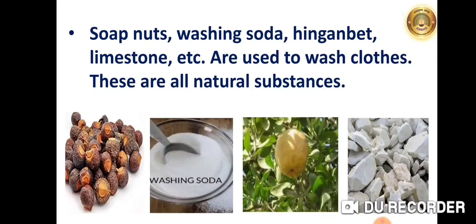Soap nuts, washing soda, shikakai, limestone, etc. are used to wash clothes. These substances are all known as natural substances. That means they don't have any sort of chemicals in them.